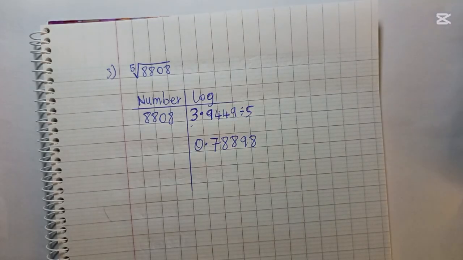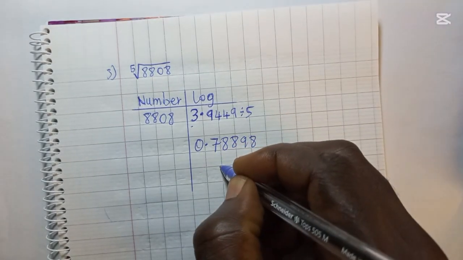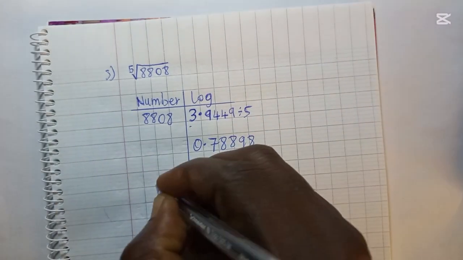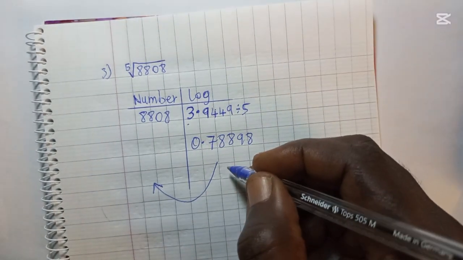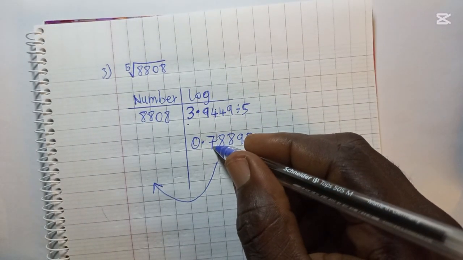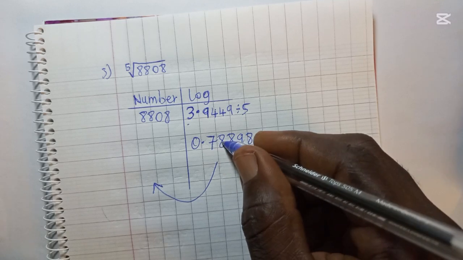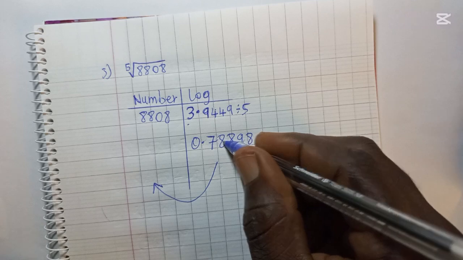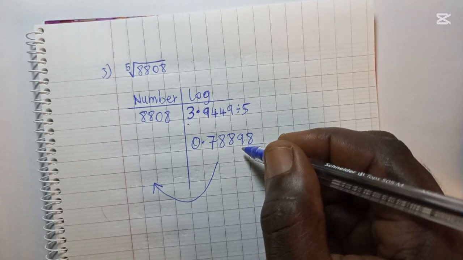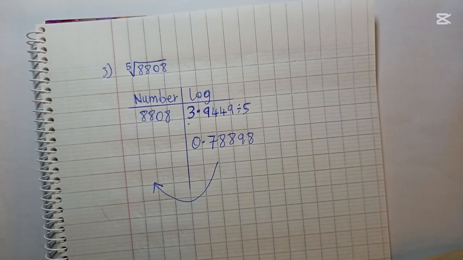0.78898. Now we have to look for the antilog of this number. So looking for the antilog, we'll do 78 under 8, 78 under 8 difference 9. Again, look for the table of antilog.